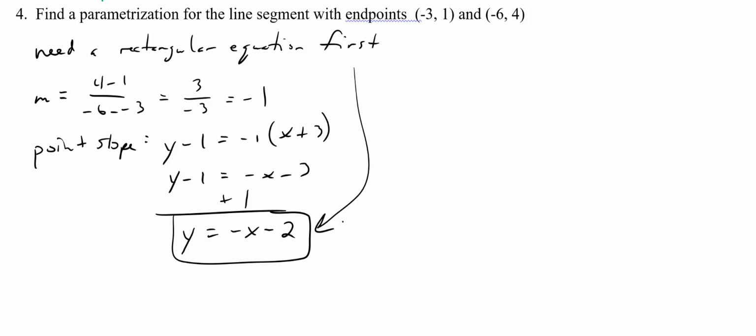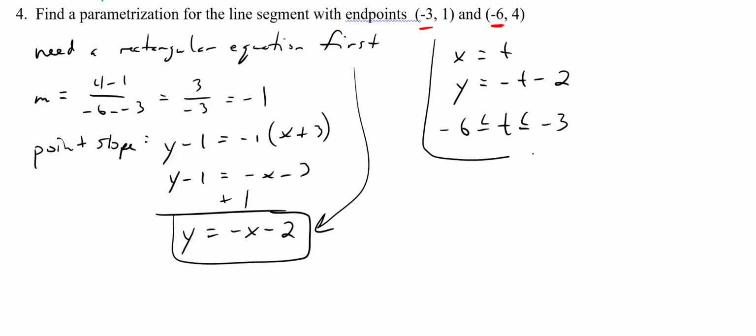And so it's actually pretty easy now, because I just say x equals t and y is equal to -t minus 2. Sweet. And now I need a restriction. Since we're talking about x first, I need to restrict t. This is really easy because I'm giving you the values of x, and if x is t, then t is between -6 and -3. Make sure you put it in the correct order, right? Don't say -3, -6. And that's your answer, that parameterization for that line segment with those endpoints.